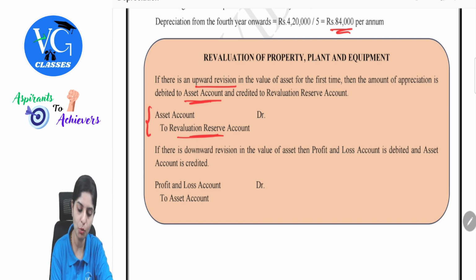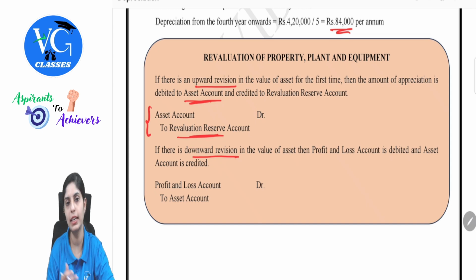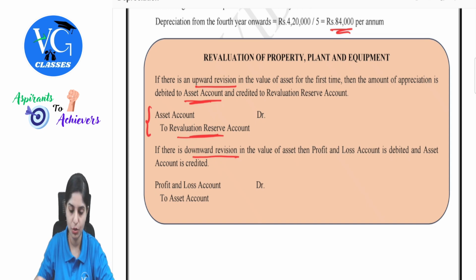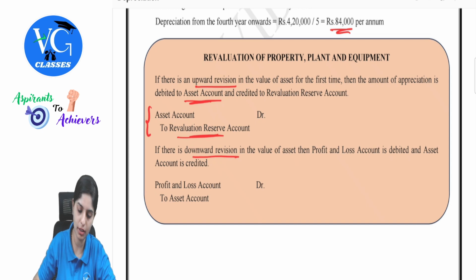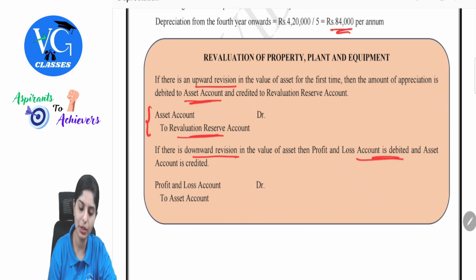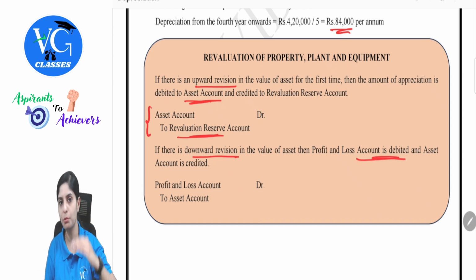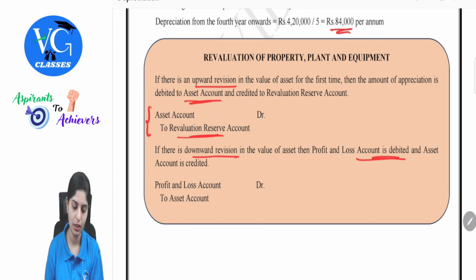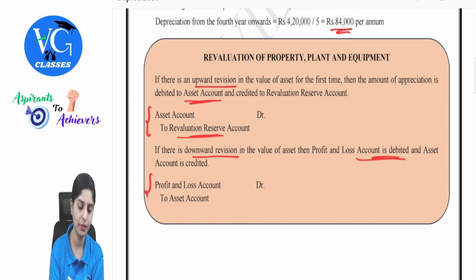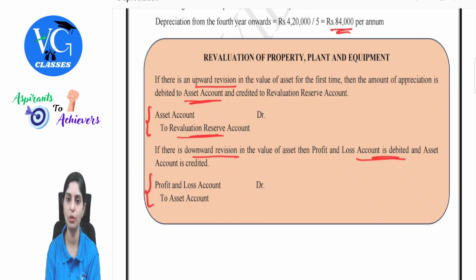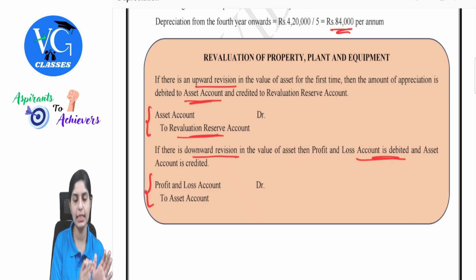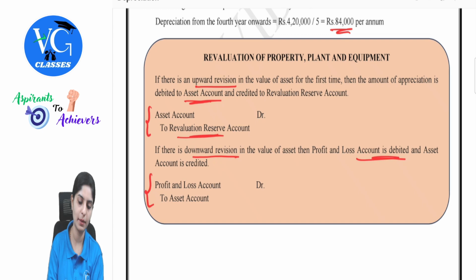Similarly, if there is a downward revision in the value of an asset, it is nothing but your loss on the asset. So this will be routed through the normal profit and loss account. So the profit and loss account is debited. When the asset balance comes down, we will have to credit it. So due to loss, we will debit the P&L account and credit the asset account. I hope you understood what to do when there is an increase and what to do when there is a decrease.